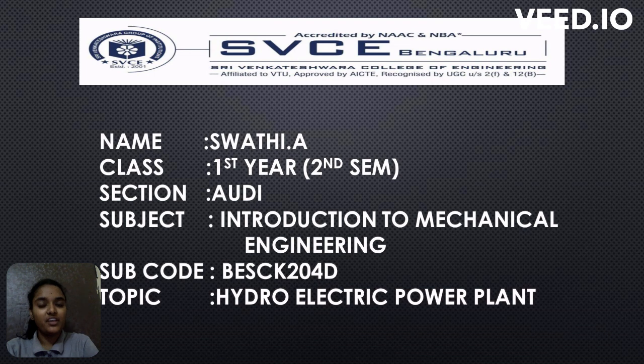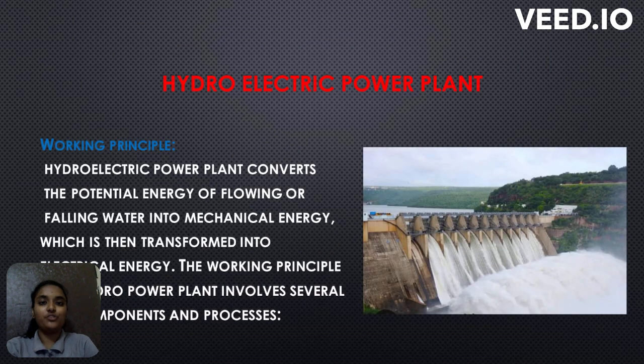Now I am here to explain about a hydroelectric power plant and its advantages, disadvantages, applications, and its key components. Firstly, how does a hydroelectric power plant work? The hydroelectric power plant converts the potential energy of flowing or falling water into mechanical energy, which is then transformed into electrical energy. The working principle of a hydro power plant involves several key components and processes.